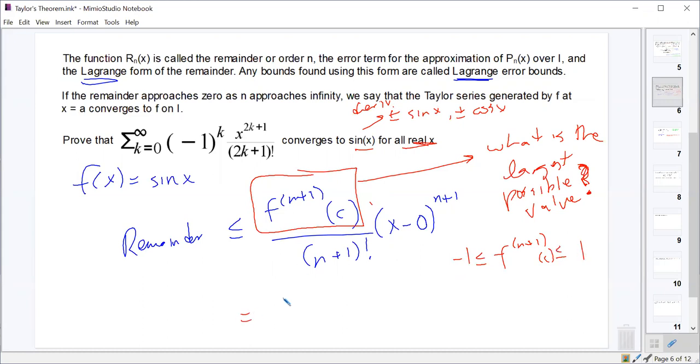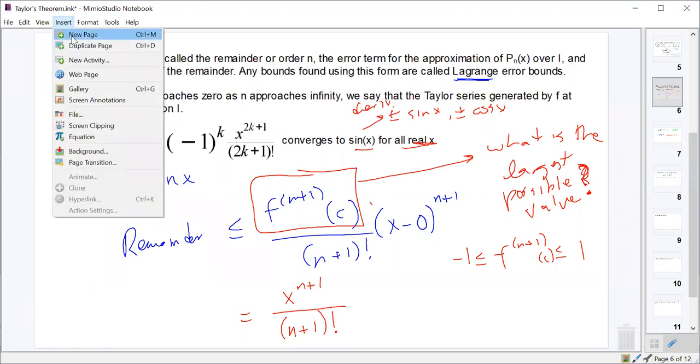One, right? So we end up with x to the n plus 1 over n plus 1 factorial as the bound on our remainder. Our remainder, wherever we truncate, is guaranteed to at most be x to the n plus 1 over n plus 1 factorial. Right?